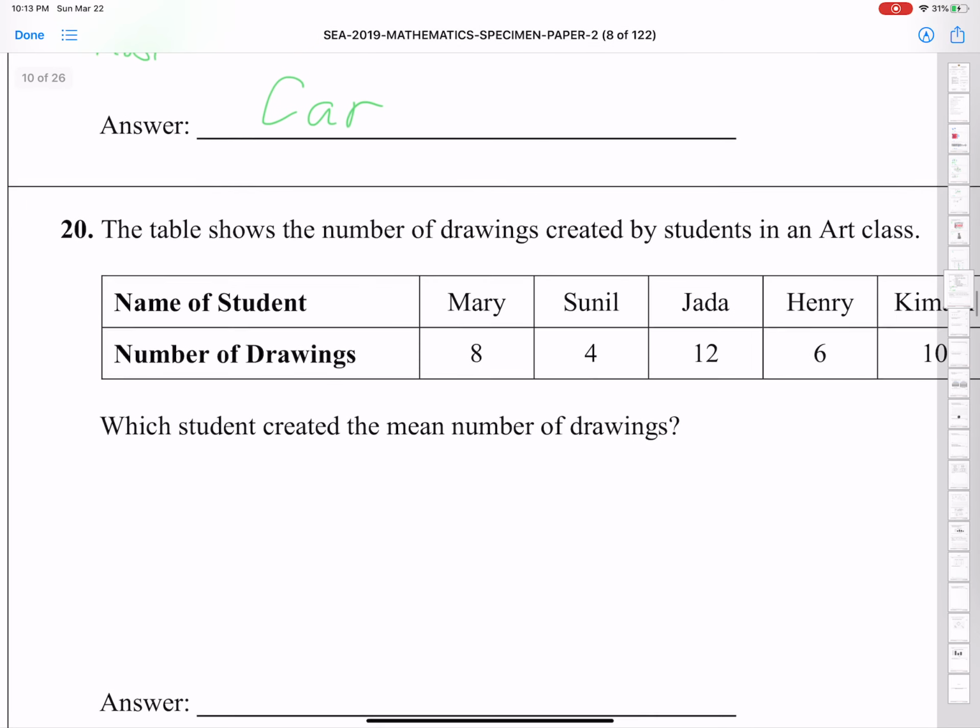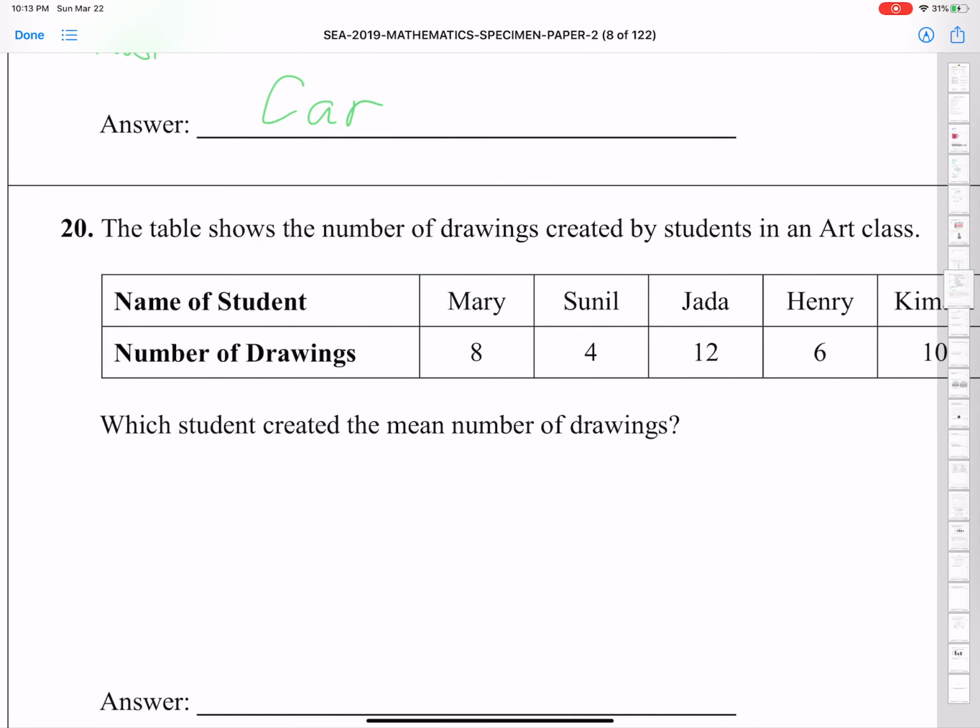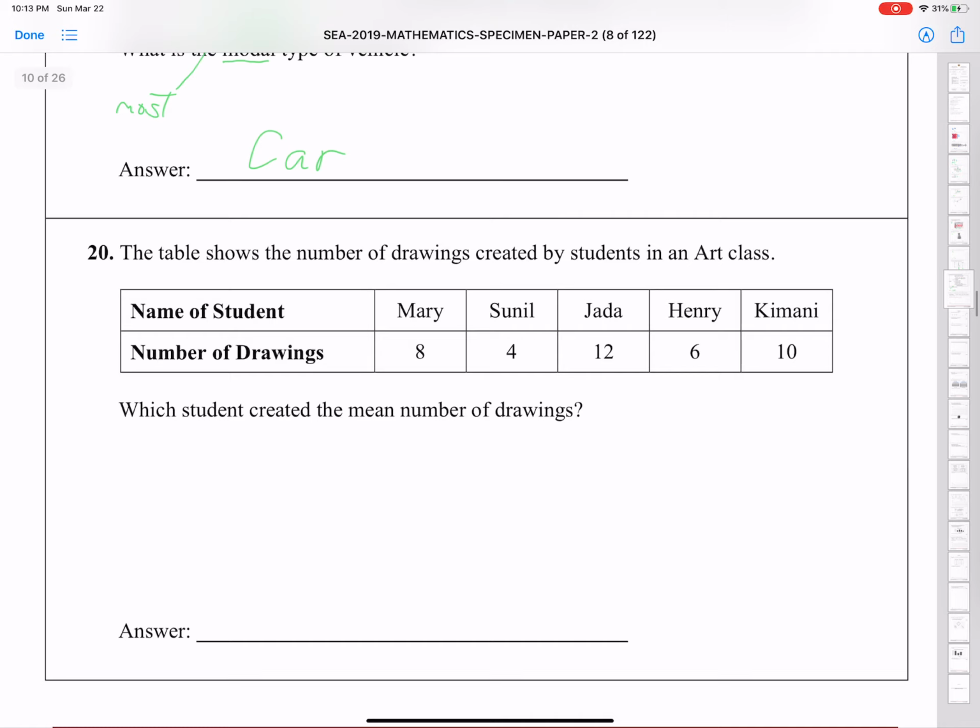Number 20. The table shows the number of drawings created by students in an art class. Name of student, Mary, Sunil, Jada, Henry, Kimani. Number of drawings, 8, 4, 12, 6, 10. Which student created the mean number of drawings? Mean. What is mean? In this case, mean is asking you if you need to represent Mary's, Sunil's, Jada's, Henry's, and Kimani's number of drawings as one number.